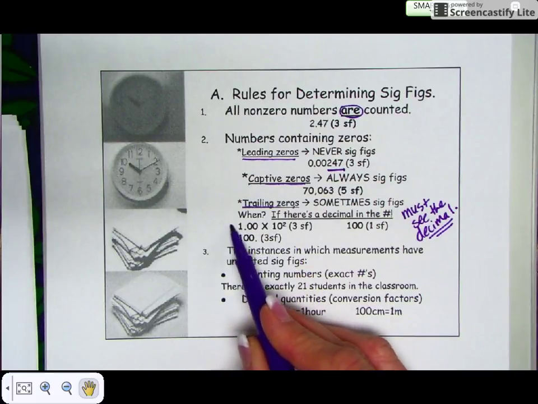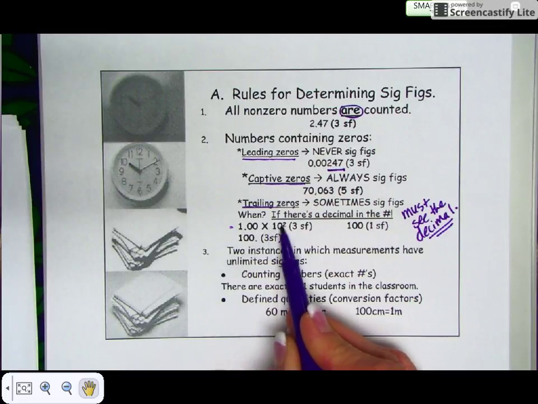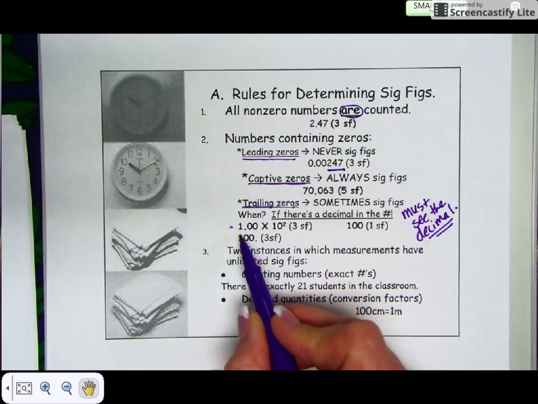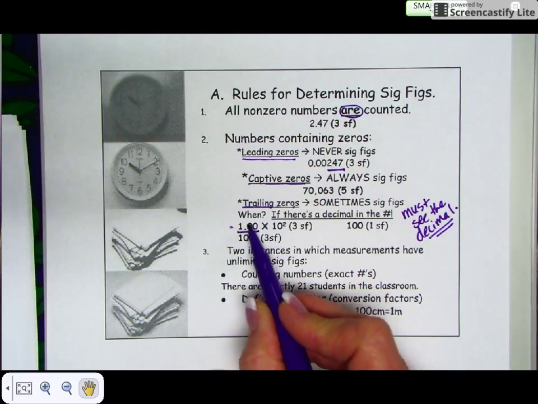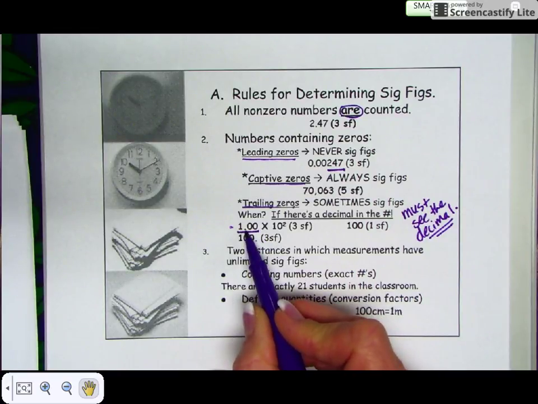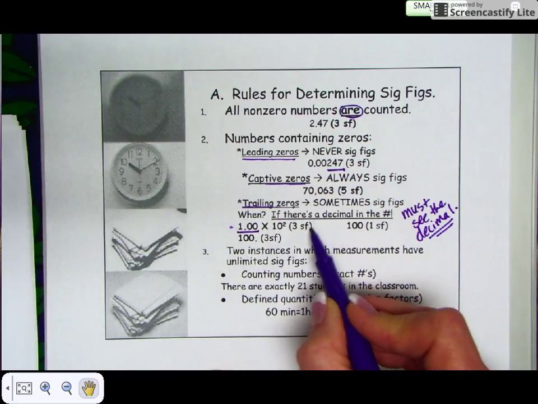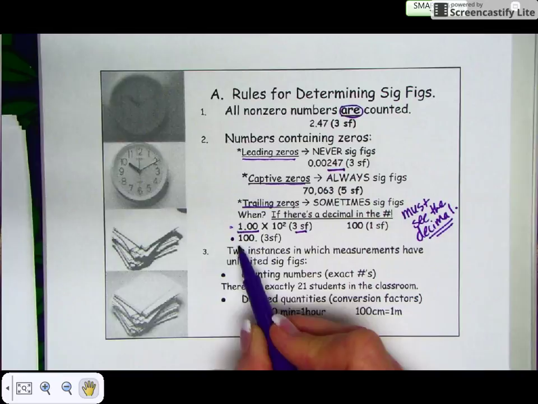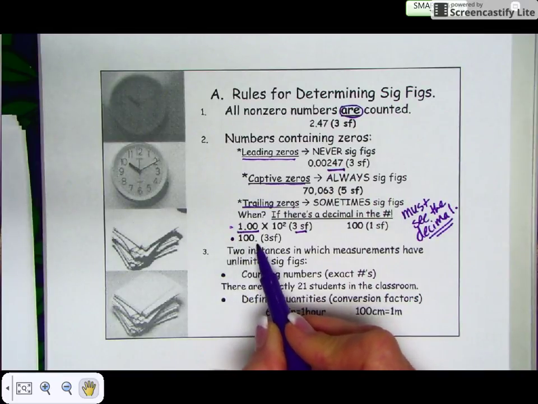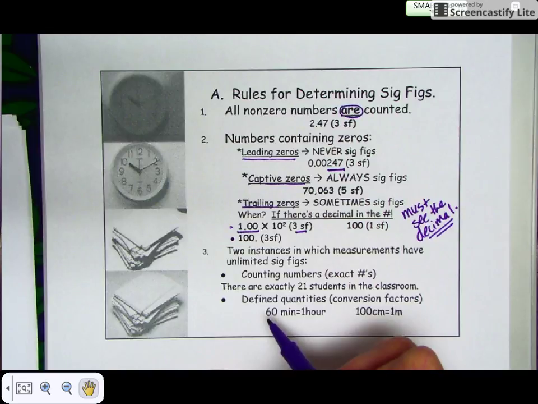In this first example, we have 1.00 times 10 to the second power. If a number is in scientific notation, you consider just the coefficient, 1.00. Notice these are trailing zeros, and we see the decimal here. So that means we will count the zeros. So we count the 1 and the 2 trailing zeros, which means this number has 3 significant figures. In the second example, we have the value 100 with a decimal point. So again, trailing zeros with a decimal, you will count them. So this number has 3 significant figures.